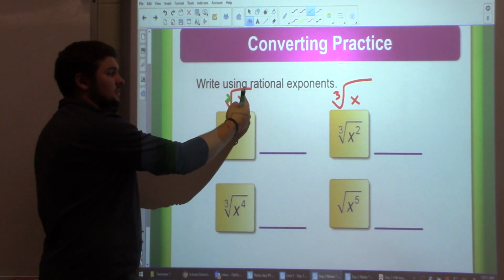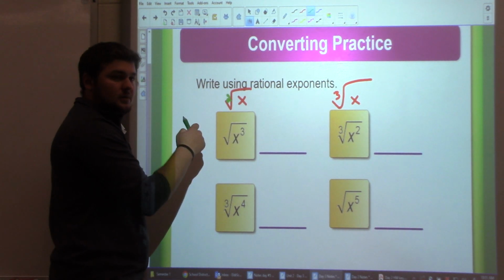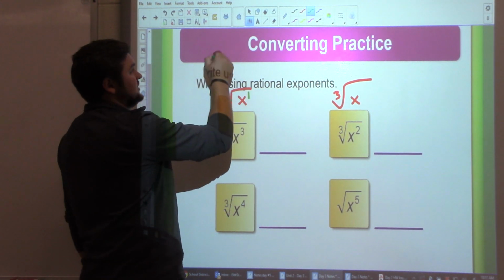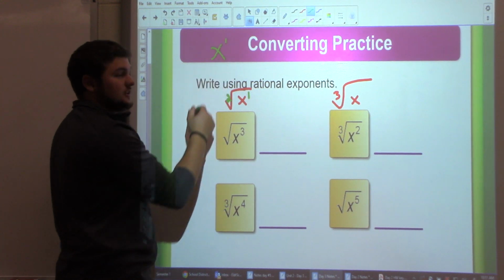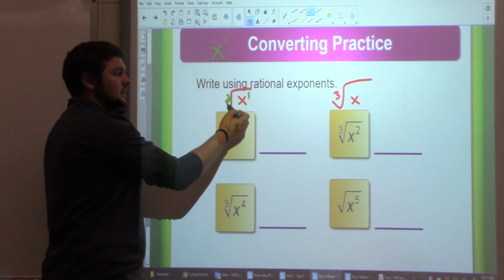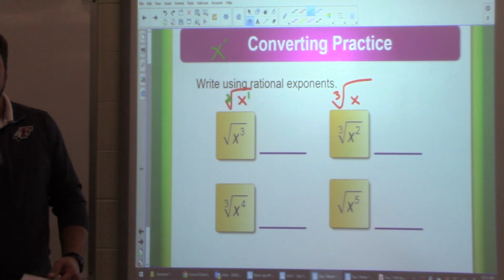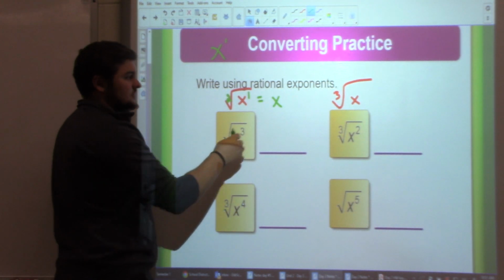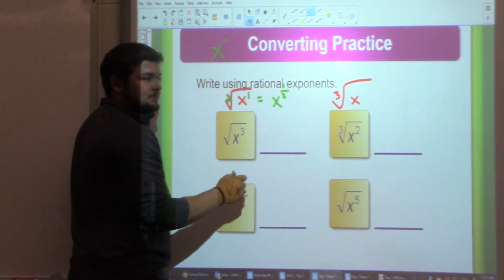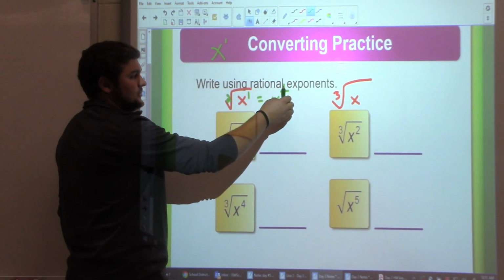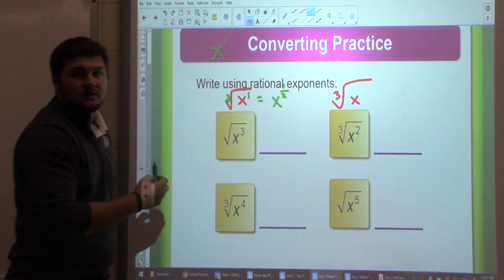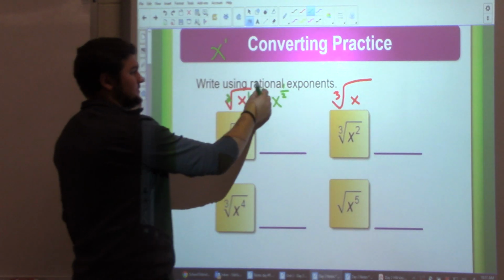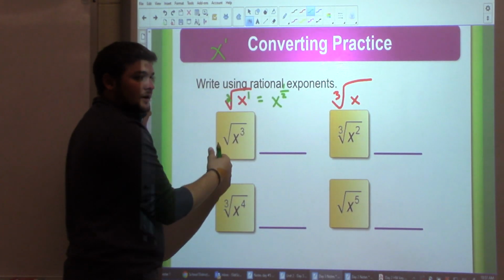What power is x being raised to right now, if there's no power there? 1. Just like if I had just x here, it's still x to the first. So if there's no power, it's 1. If there's a radical with no root, it's a root of 2. So if I want to change this to an exponent, it's going to be x to the 1/2 power, because 1 becomes my numerator, my root becomes my denominator. Power becomes the numerator, root becomes the denominator.